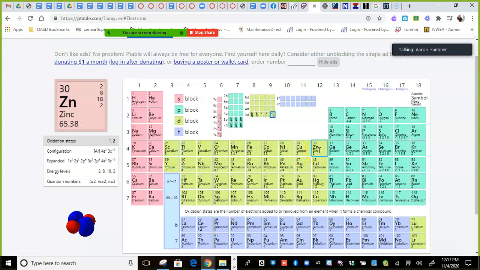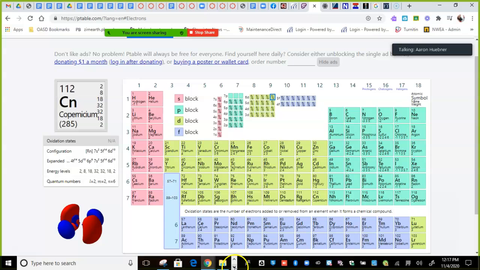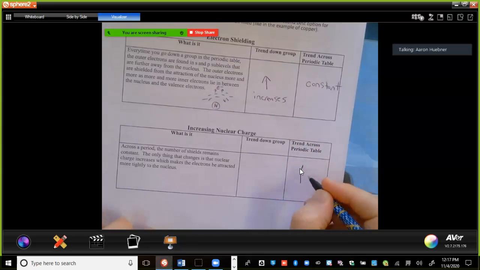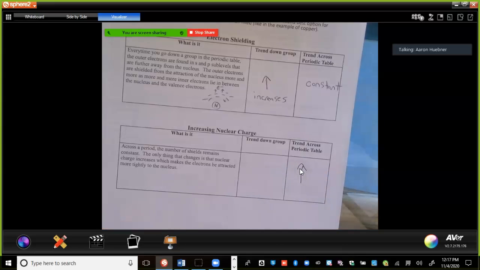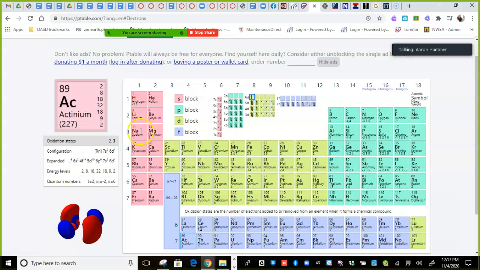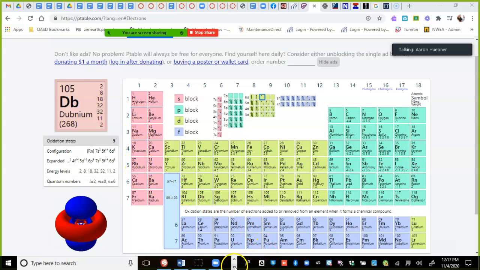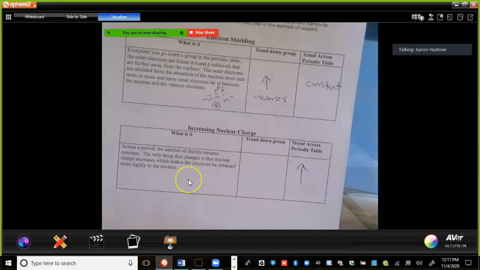It increases as you go left to right. Both trends are fairly simple. Across the periodic table it increases. And the trend down, you can probably guess, is increasing too, because you're going 3, 11, 19, 37, so that nuclear charge is definitely increasing.